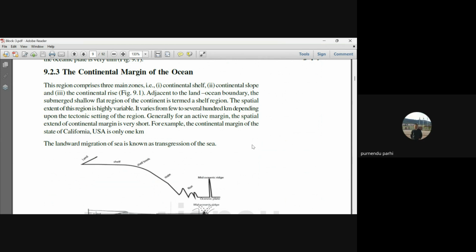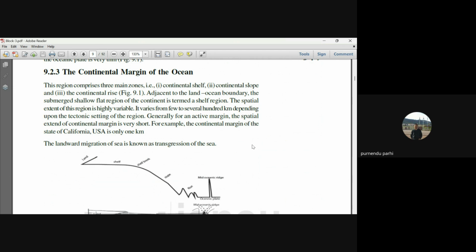The continental margin of the ocean comprises three main zones: continental shelf, continental slope, and continental rise. Adjacent to the land-ocean boundary, the submerged shallow flat region of the continent is termed the shelf region. The spatial extent of the region is highly variable. It varies from a few to several hundred kilometers depending upon the tectonic setting of the region.